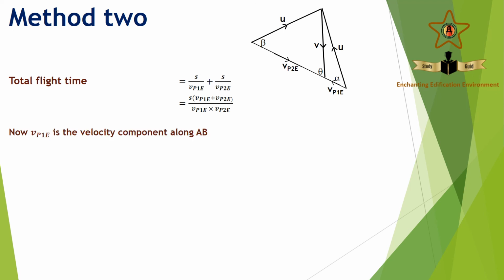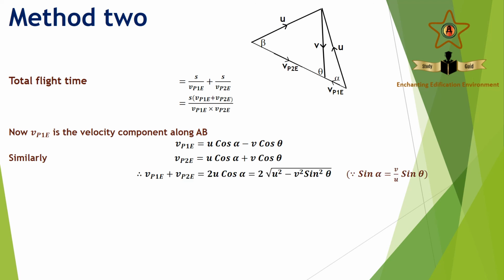Now Vp1e is the velocity component along AB. So we have to resolve u and v along AB. So Vp1e is going to be u cos alpha minus v cos theta. Similarly, Vp2e is going to be u cos alpha plus v cos theta. When we add these two equations, we get Vp1e plus Vp2e is equal to 2u cos alpha.